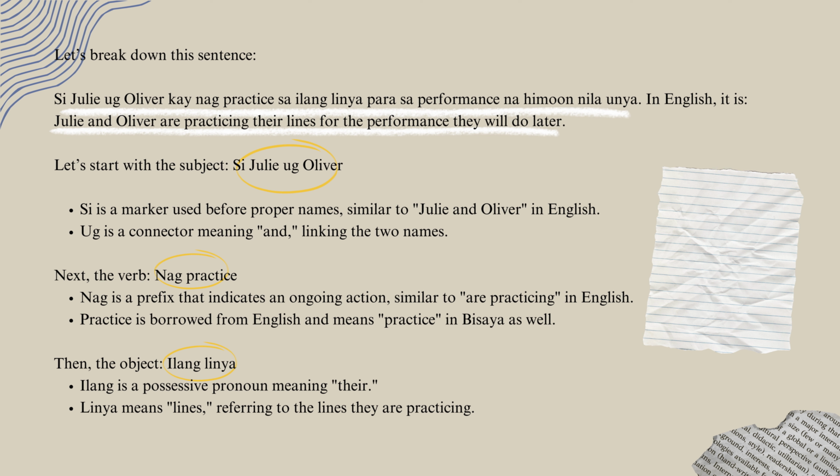Next, the verb nagpractice. Nag is a prefix that indicates an ongoing action, similar to are practicing in English. Practice is borrowed from English and means practice in Bisaya as well. Then, the object, ilang linya. Ilang is a possessive pronoun meaning their. Linya means lines, referring to the lines they are practicing.